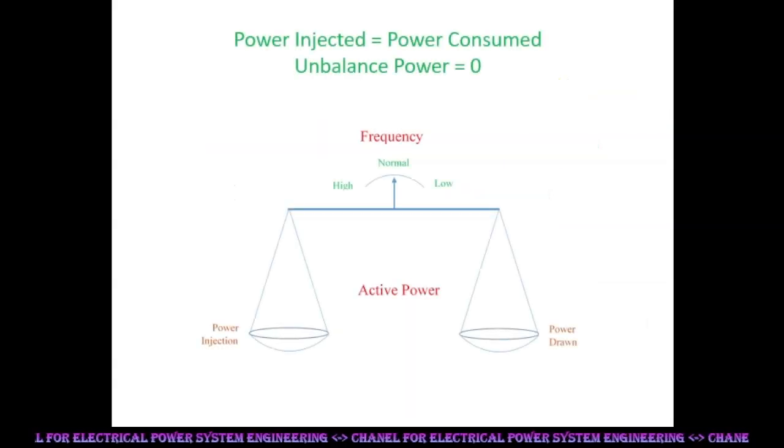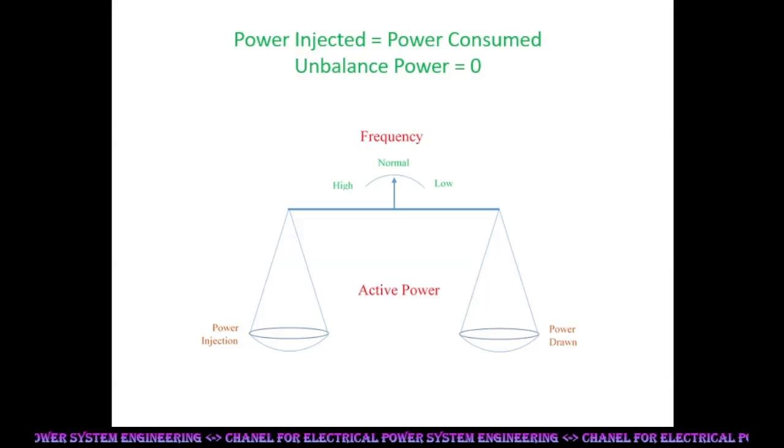This is an active power weighing scale. The left side pan has power injected in the system. The right side pan has power consumed from the system. The pointer is the indicator for frequency. When power injected is equal to power consumed, it means unbalanced power is 0. Both the pans are at the same level with the arm horizontal and the pointer towards normal frequency.